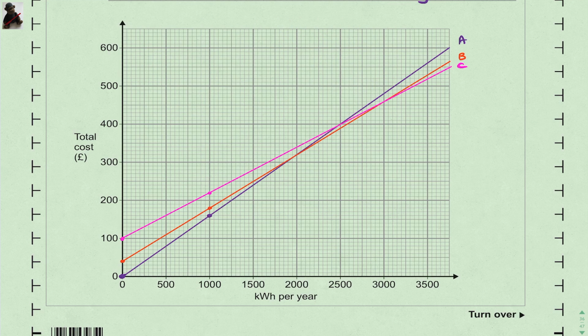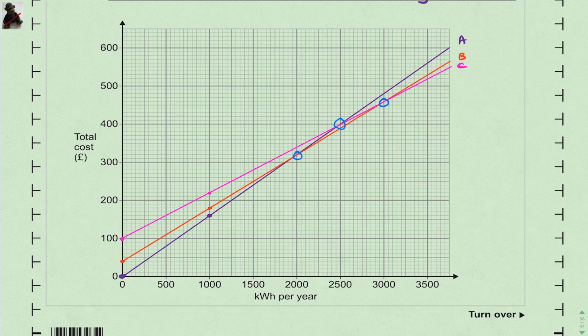So that's the first intercept here at 200, and between tariff B and C at 3000, and between tariff A and C at 2500. Those are the three points of interception.